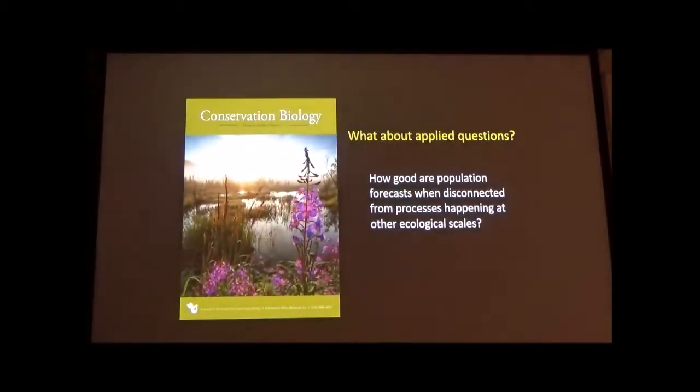But what about applied questions? So an important way that scaling is brought to bear with applied questions in conservation has to do with, or at least an example would be, how good are population forecasts when disconnected from processes happening at other ecological scales? So conservation biology has been greatly informed by population models and demography. It's been a key tool, but we use models of what's been happening now or in the last few years, and that's kind of all we have to make assumptions about what might happen in the future. And we say, well, if everything stays the same, this is the trajectory, right?